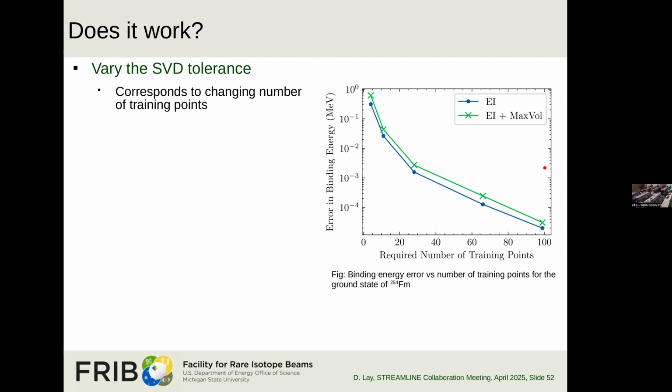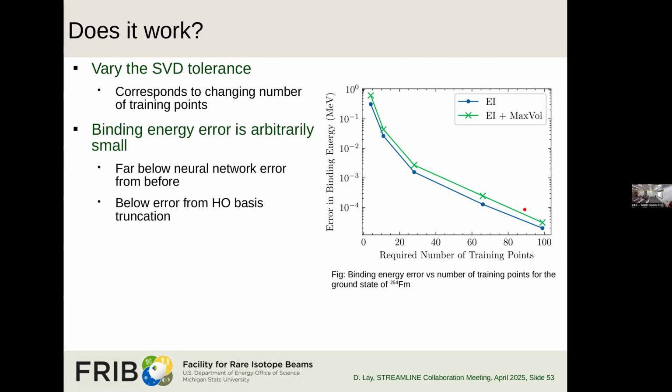So then we make these basis fields and we apply them, and the first thing you ask is, does it work? The answer is yes. What I'm showing here is the error in the binding energy in MeV versus the required number of training points. And what you can see if you just look at this blue curve is that the binding energy error drops off dramatically. It's down to tens of electron volts. You can really get it to be as small as you would like, provided you're willing to do more HFB calculations to get the required training data.